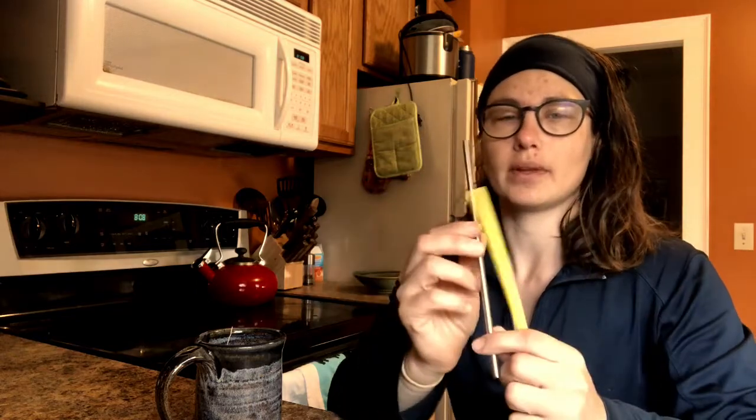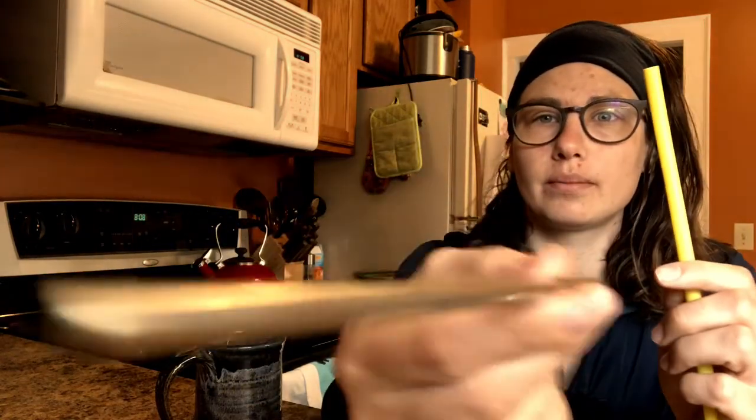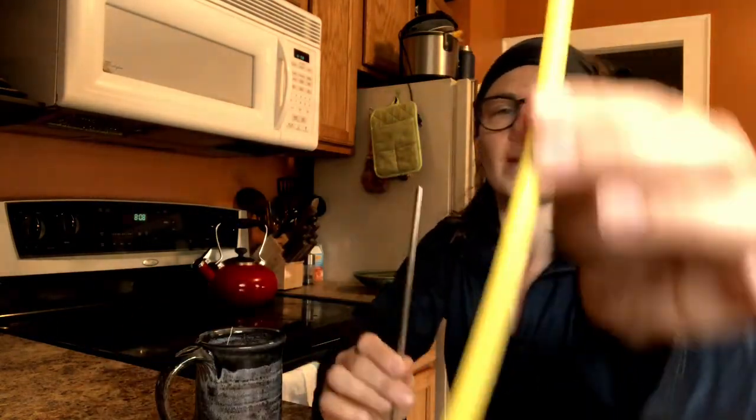So here we are in my kitchen. I'm gonna make some tea. I'm gonna make organic black chai. And I have two different straws that I can put in my tea. This one is made of metal, and this one's made of plastic.